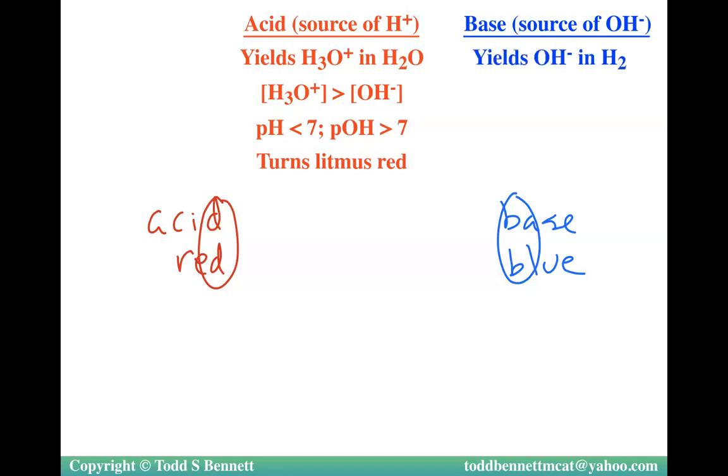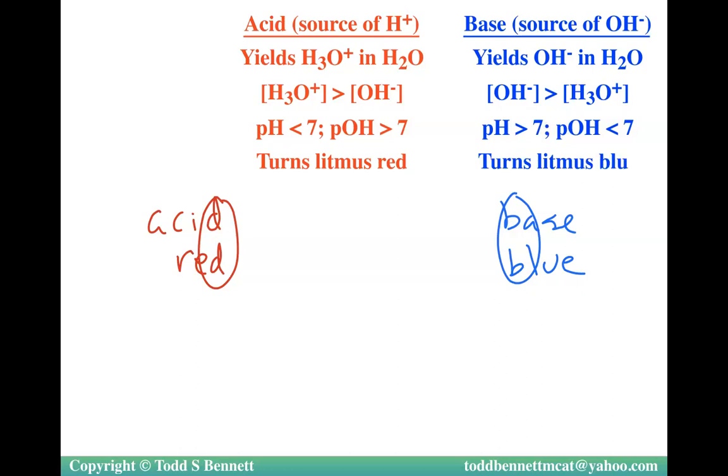So we'll look at that in a little more detail. A base yields hydroxide, OH minus, in water. You generate a solution where the hydroxide is in higher concentration than the hydronium, and the pH is now greater than 7, pOH is less than 7, because again, they have to add to 14, and it turns litmus blue. These are our basics. Got to know these. These are different ways of saying the exact same thing. Yields H3O plus, so H3O plus is higher than OH minus, meaning pH is less than 7, which causes a solution that's acidic and therefore turns litmus red. Or yields OH minus in water, so hydroxide is a higher concentration than hydronium, resulting in a higher than 7 pH and thus a less than 7 pOH, and it turns litmus blue.